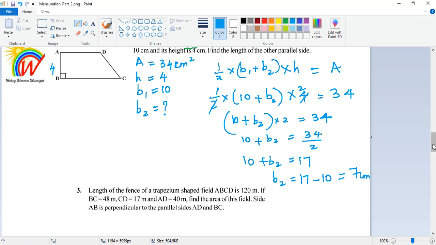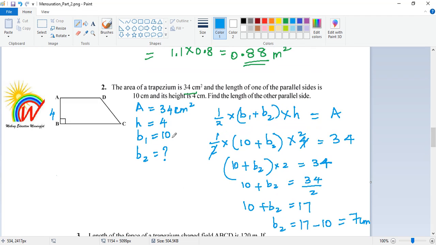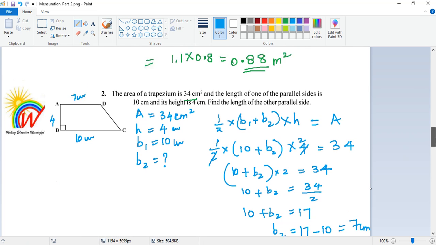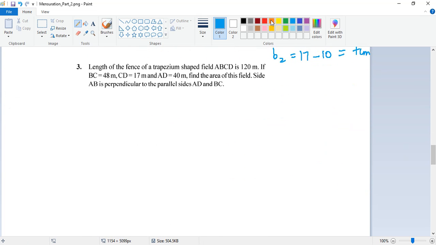Okay. So now since one of them is 10 centimeter, the other one is 7 centimeter, I know that the upper one is 7, the lower one is 10. Right. Now come to the next question. Alright. Here it says length of the fence of a trapezium shaped field ABCD is 120 meters. So length of the fence. So this means they are talking about the perimeter. Okay. The perimeter is 120 meter.